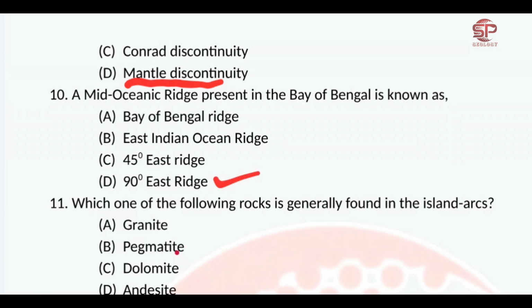It extends from the Bay of Bengal to the Indian Ocean. It is an aseismic ridge. It is also formed by a hotspot, which is Kerguelen.